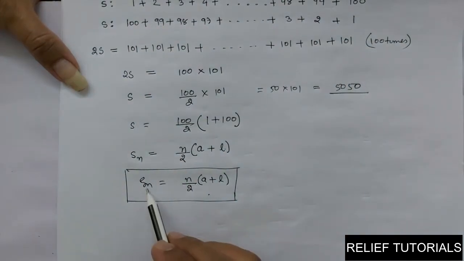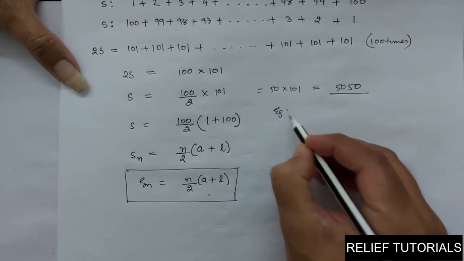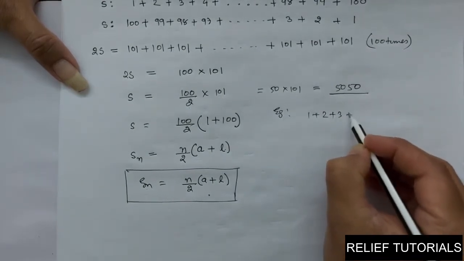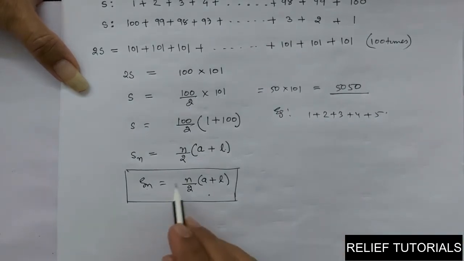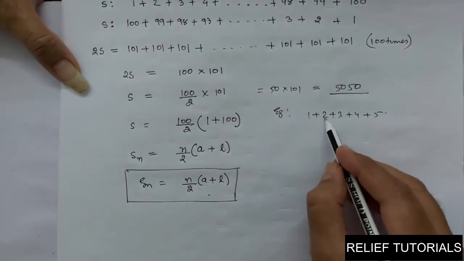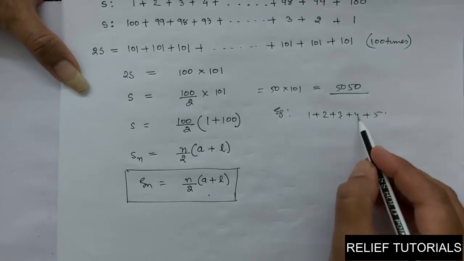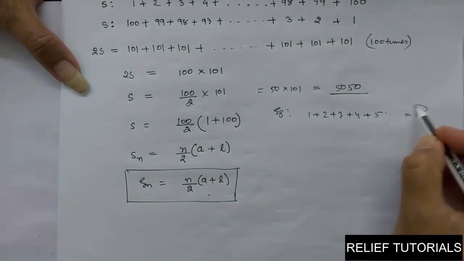Then we can use the formula Sn equal to n by 2 into A plus L. See, for example, 1 plus 2 plus 3 plus 4 plus 5. How many terms are there? Sum to 5 terms. So we can write the total: 1 plus 2 is 3, 3 plus 3 is 6, 6 plus 4 is 10, 10 plus 5 is 15. So this total is 15.